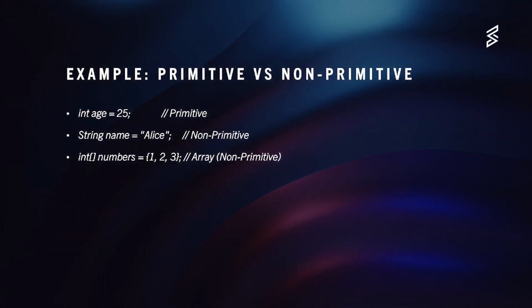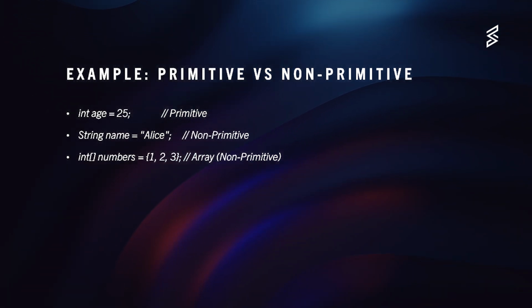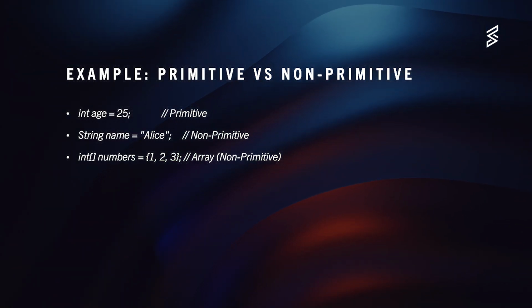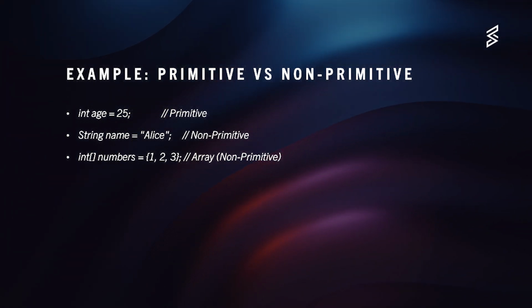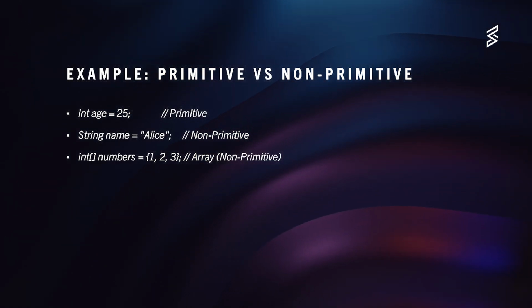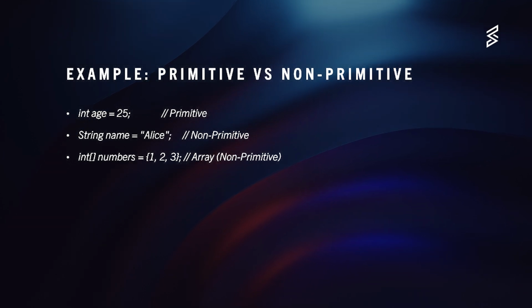Let's compare. int age = 25. It is primitive. It stores the value directly. String name = "alias". It is non-primitive. It points to an object in memory. Similarly, arrays are non-primitive as they can hold multiple values.